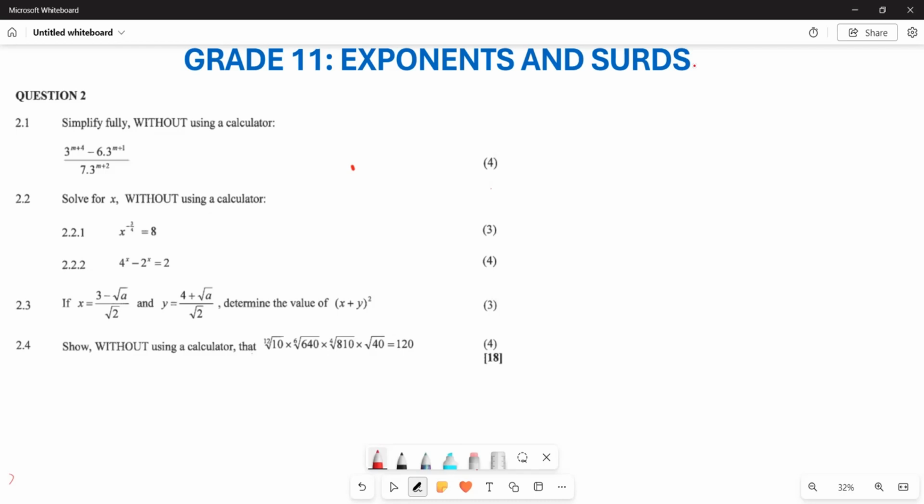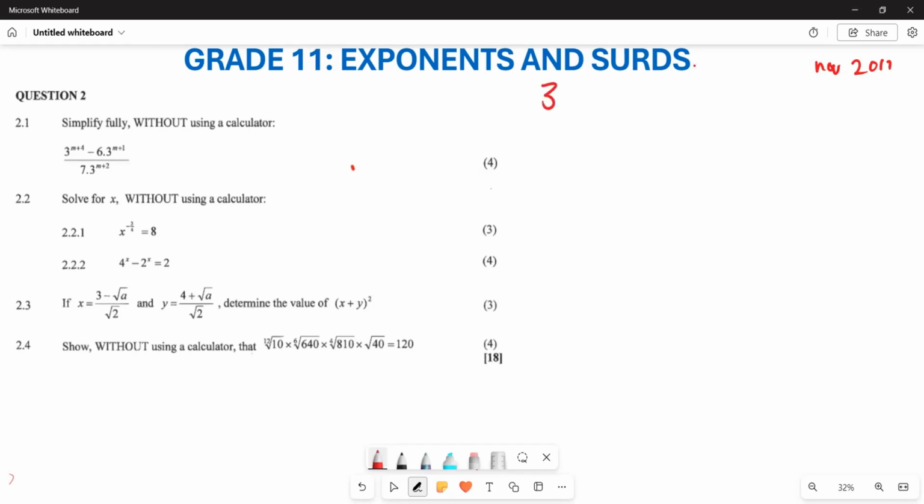Now, what is it that you are looking at? We are looking at our exponents and sets, and we are examining our November 2017 past paper. Let's see what you are expected to do here. So let's start with the first one.